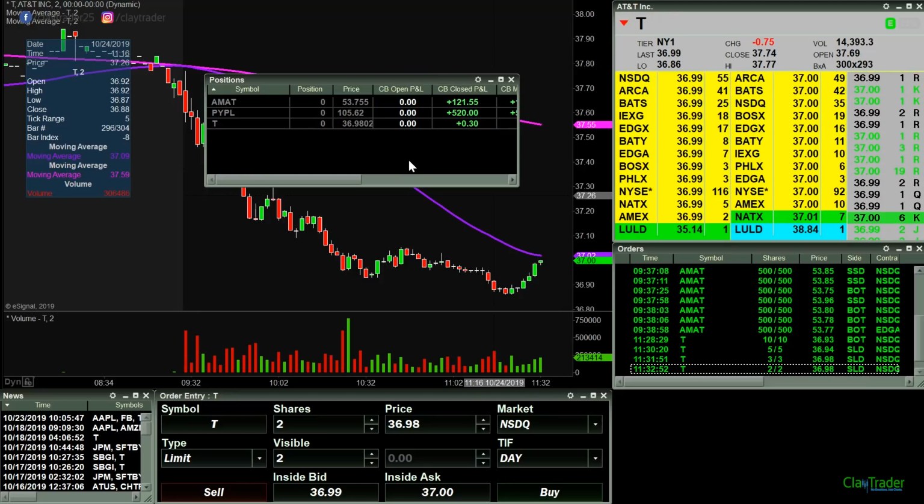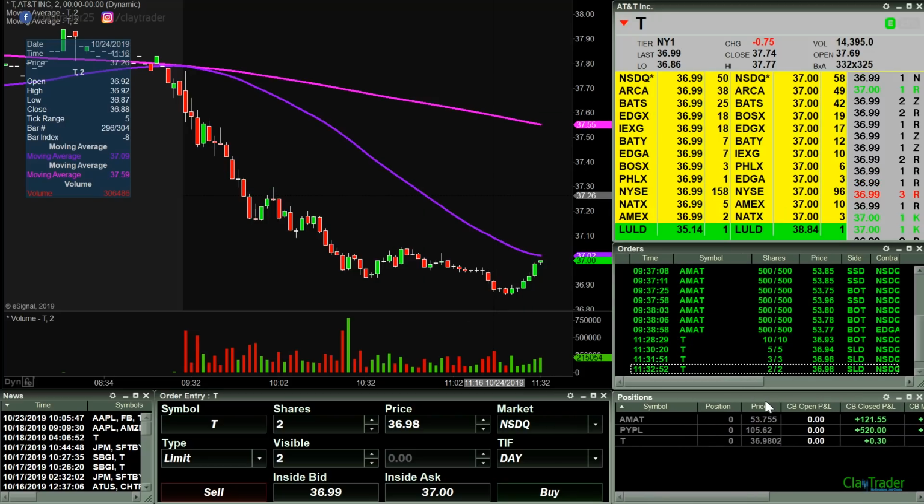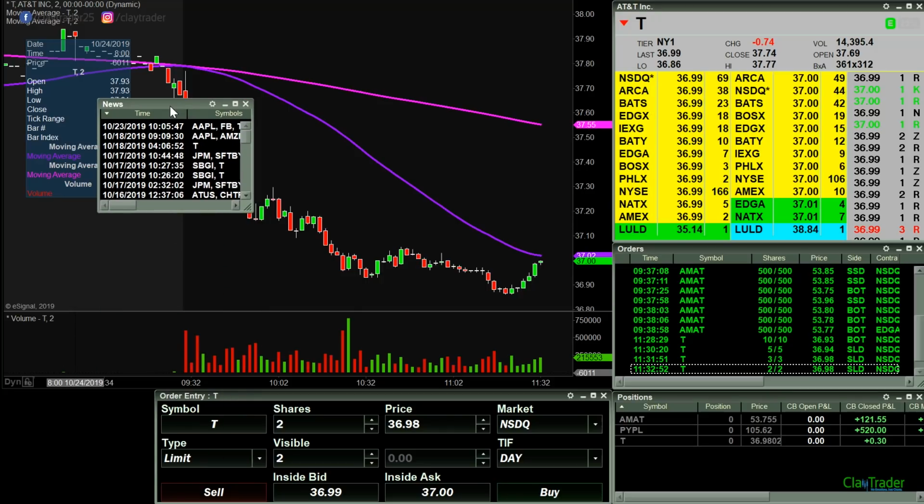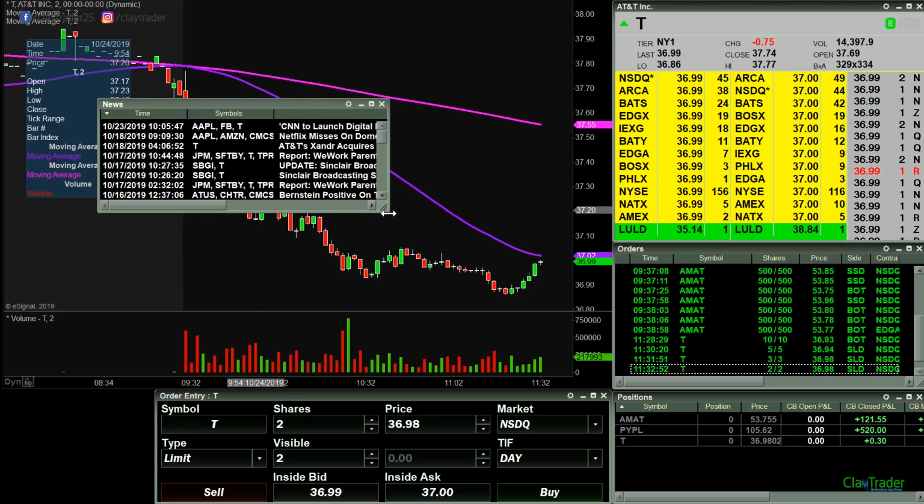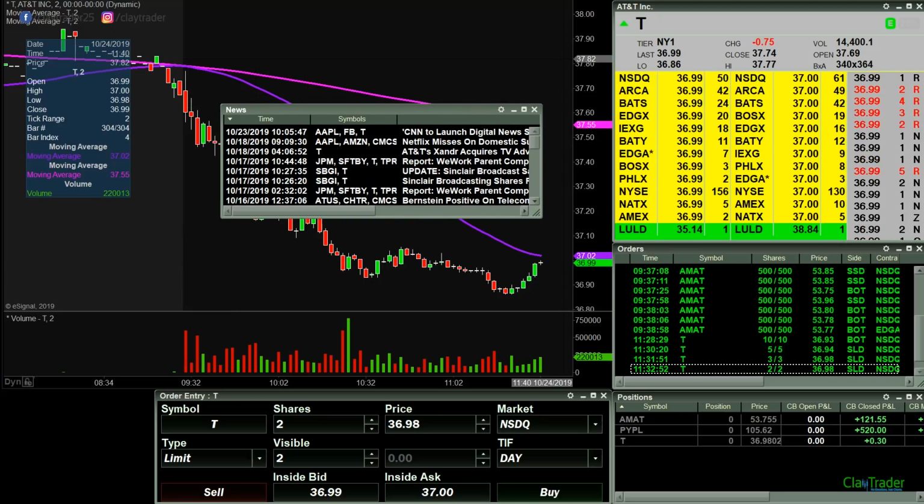So that's how everything functions together, from the order and then the positions box. And then finally, as far as news, I just use this down here. Nothing fancy. I use news, but not a whole lot. So if I were just curious, well, what's going on with AT&T? What I like about Lightspeed is they give you the time and the dates of when the news came out.